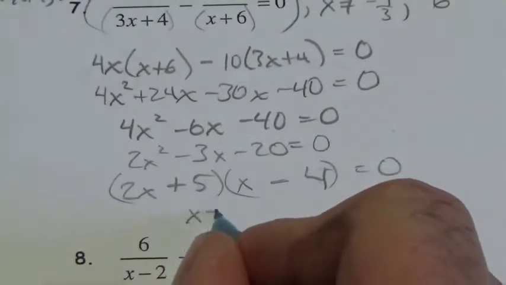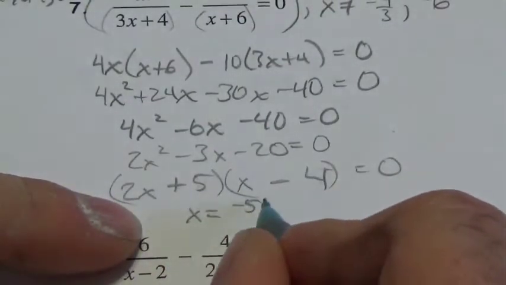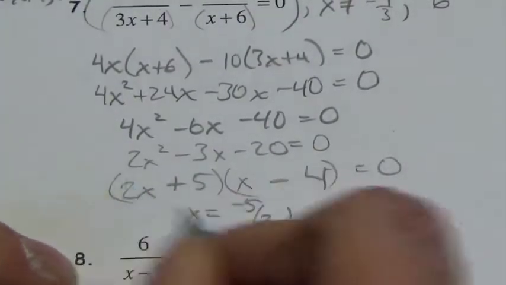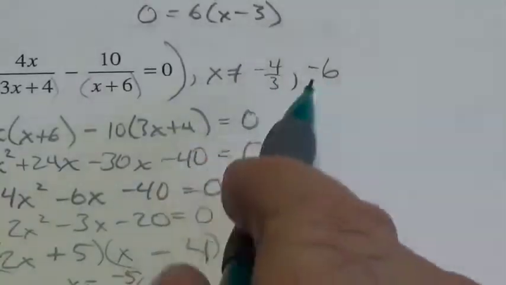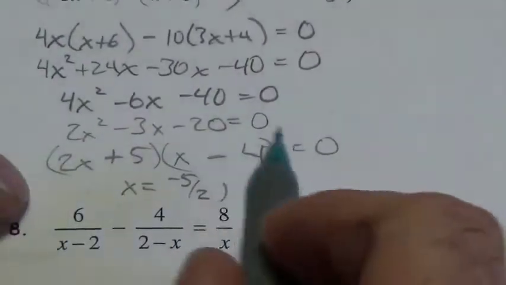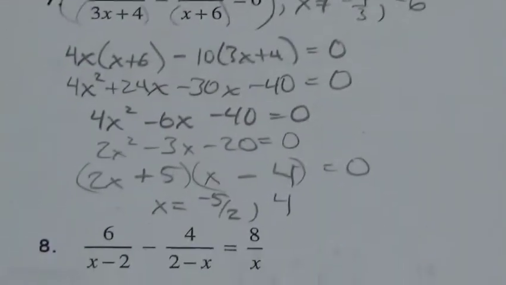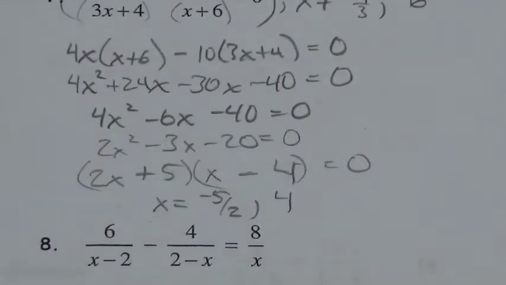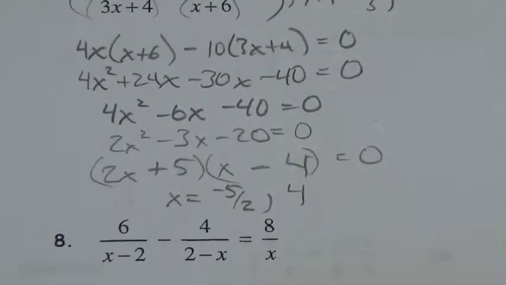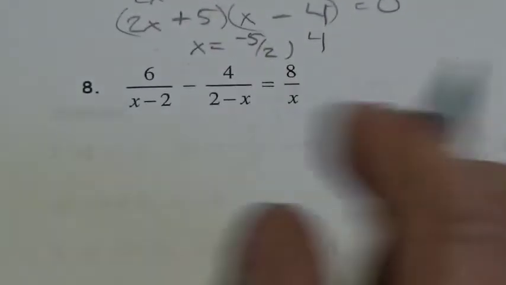So the solutions that I get here are x equals negative 5 over 2 from that first factor. Okay, that's good. That's totally acceptable. Here, positive 4. That's good too. So those are my 2 solutions, negative 5 over 2 and 4. All right, now one more.